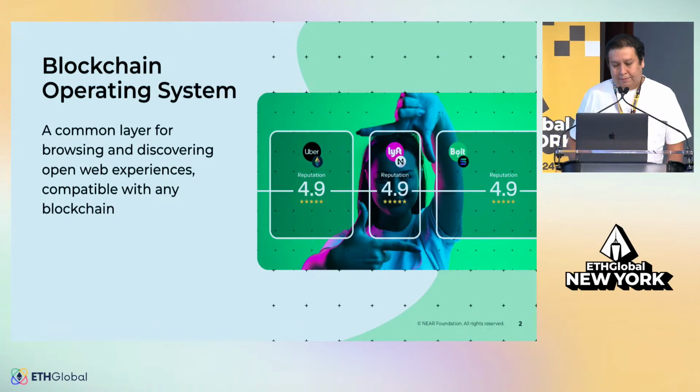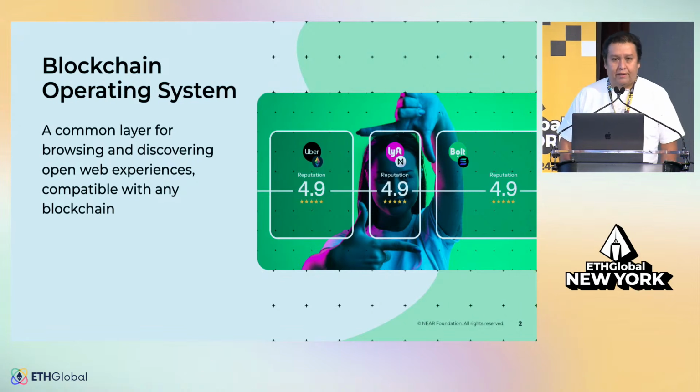So let's talk a little about that. The blockchain operating system is basically a common layer for browsing and discovering web experiences. What this means is this is a decentralized front-end platform. Instead of deploying to Vercel or whatever, you just deploy here. It's 100% decentralized, so you cannot be censored, you cannot be taken down, and it is based on React components.